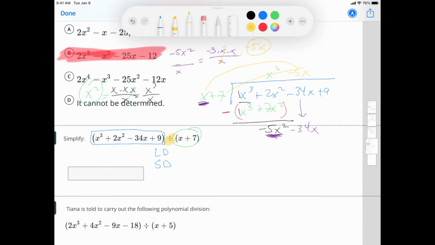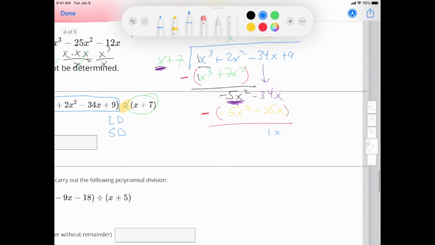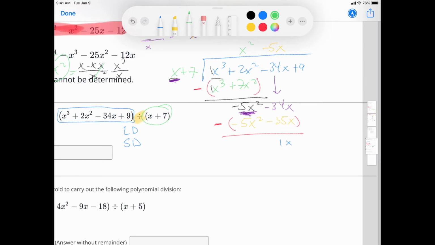I'm going to go ahead and multiply now. Negative 5x times x is negative 5x squared, and negative 5x times 7 is negative 35x. Let's go ahead and do that. I'm going to use the red one here and subtract. Negative 5 minus negative 5 is negative 5 plus 5, which is going to give me 0x squared, which means we don't have to write it. Negative 34 minus negative 35 is like negative 34 plus 35, which is going to give me 1x. And then you could just bring this one down.